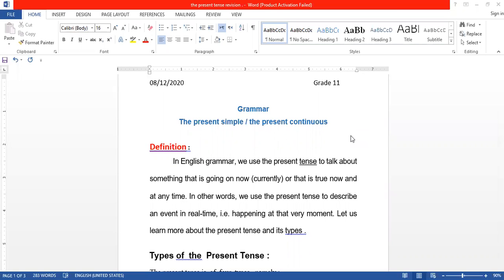In English grammar, we use the present tense to talk about something that is going on now, currently, or that is true now and at any time. In other words, we use the present tense to describe an event in real time. Example: happening at that very moment. Let us learn more about the present tense and its types.